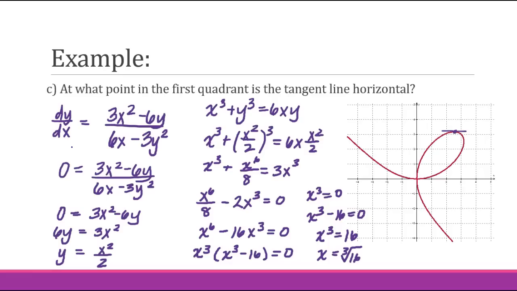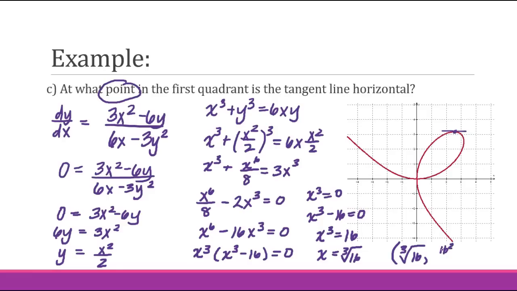We wanted to know the value in quadrant 1. At 0, 0, I can see I have a horizontal tangent line, but that's not in a quadrant. So I'm looking for the cube root of 16 as the x value of my coordinate point, right? It's asking at what point, so I need the y value. Way back over here, I had y equals x squared over 2. So now I'm just going to plug the cube root of 16 into this x to find the y value.